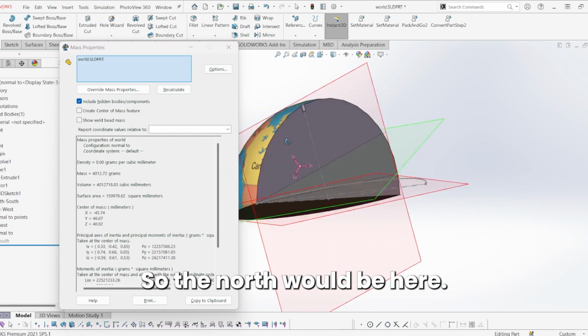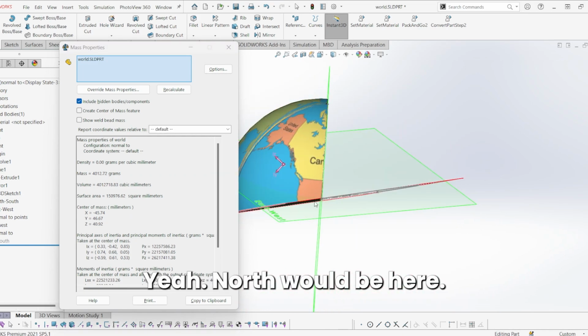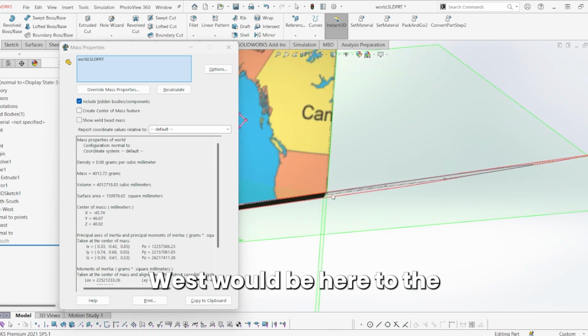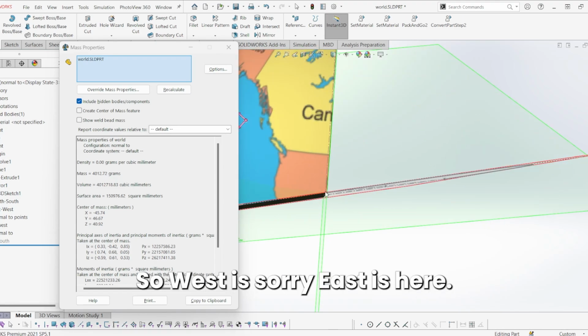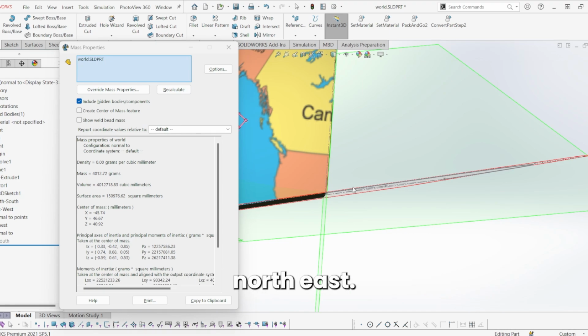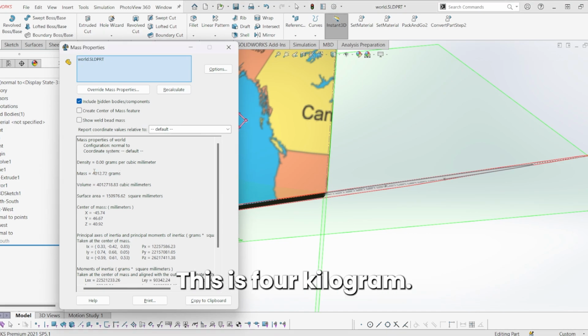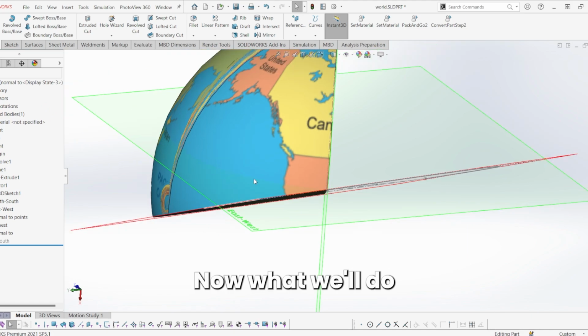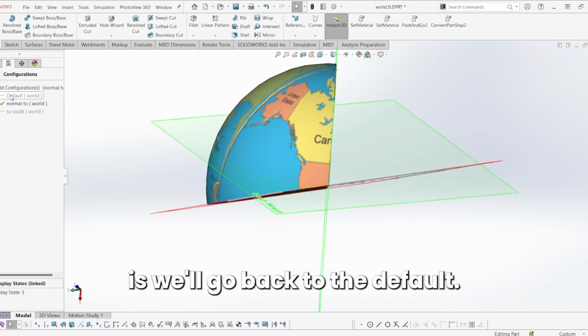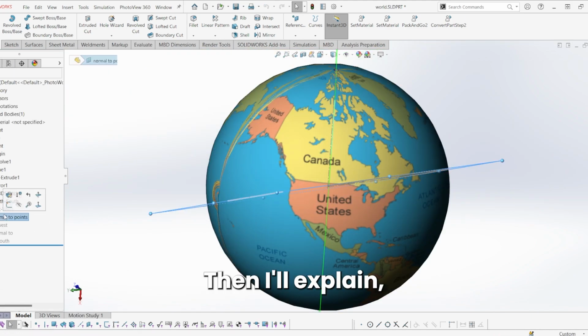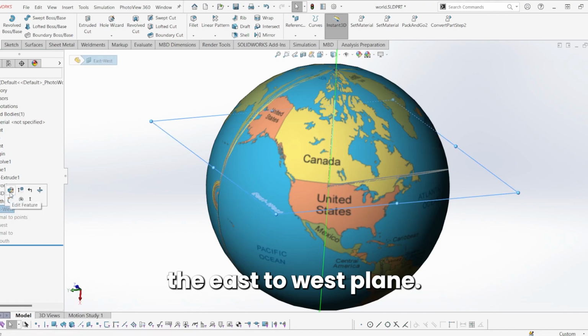So north would be here. West would be here, the way that you're cutting it, right? So east is here, and then that would be northeast. So bear that in mind. This is 4 kilograms. Now what we'll do is we'll go back to the default. Then I'll explain the east to west plane.